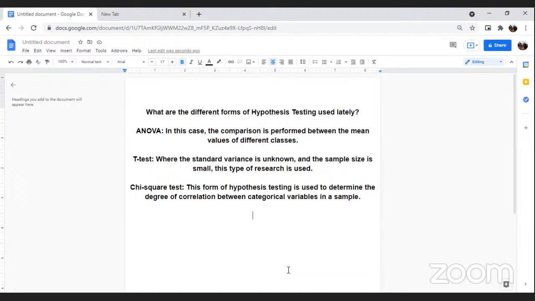Yes, Ipshita, yeah, this is also another form. Yeah, you can say that.